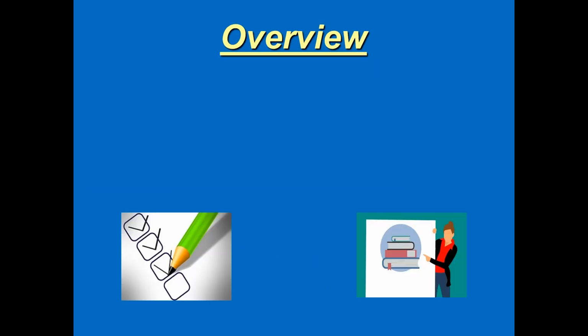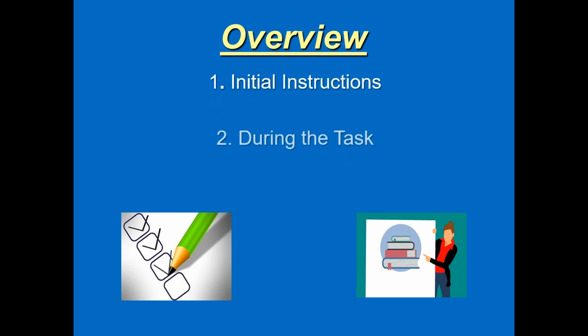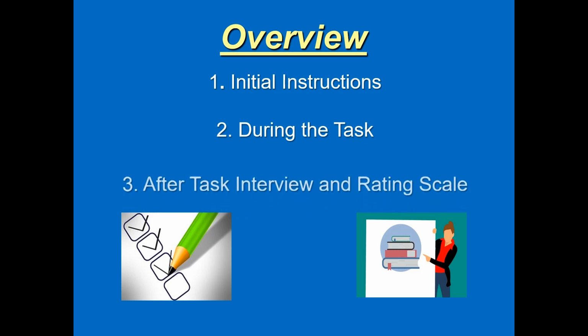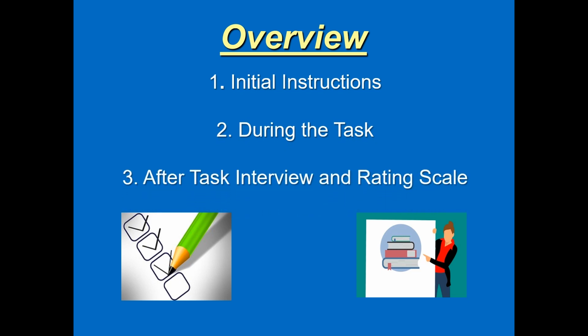This video will show incorrect scenarios of WCPA administration for critique and analysis. The 3 scenarios include the initial instructions, performance during the task, and the after-task interview and rating scale. Each scenario will be followed by an opportunity to pause, critique, and discuss. Correct answers are then identified and do's and don'ts are described.